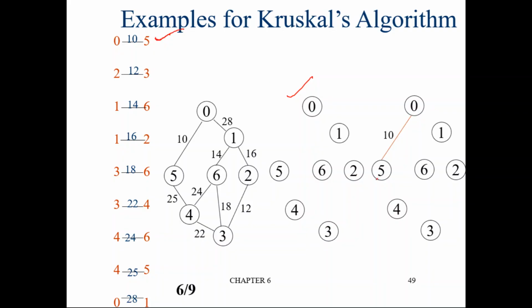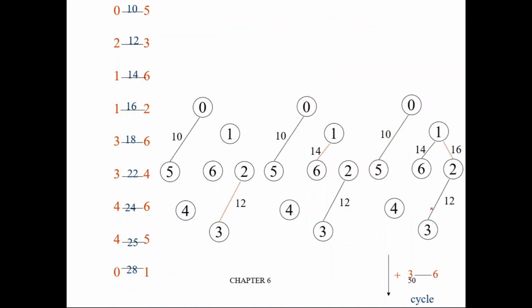So just add the first edge between 0 to 5. Its cost is 10. Second edge between 2 to 3, its cost is 12. Before adding, you see, will it create a cycle? No, it will not create a cycle. So add this. So after adding the second edge, you got this.